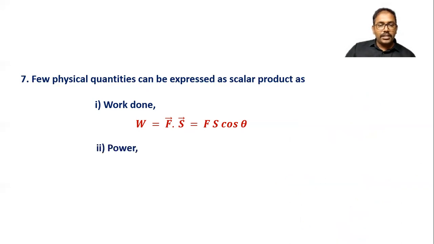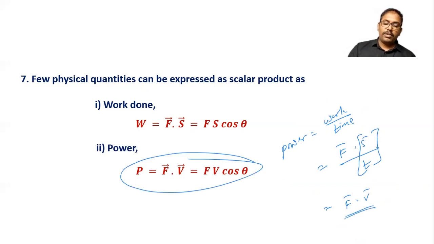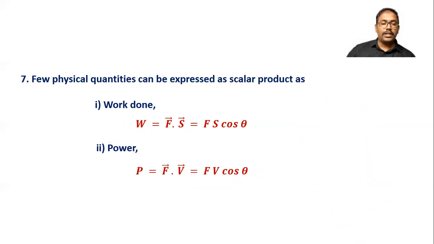Next quantity is power. You know that power is equal to work by time. Work we can write as F bar dot S bar divided by time T. S is the displacement, T is the time, so S by T we can write as velocity. So F bar dot V bar is the formula of power. This is the formula of work. These quantities we can express in terms of scalar product.